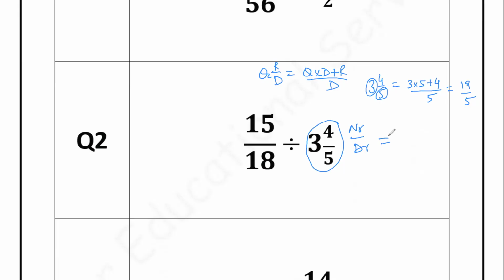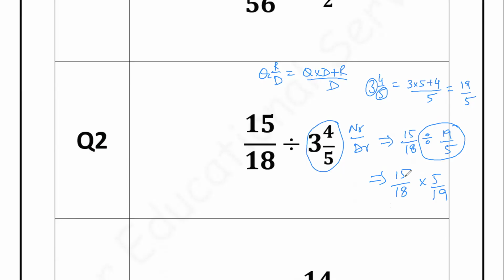So therefore, we get 15 upon 18 in division. So we first write it down as it is, 19 over 5. And then we flip it: 15 over 18 into 5 by 19. Remember, we always flip the second fraction onto the first one.